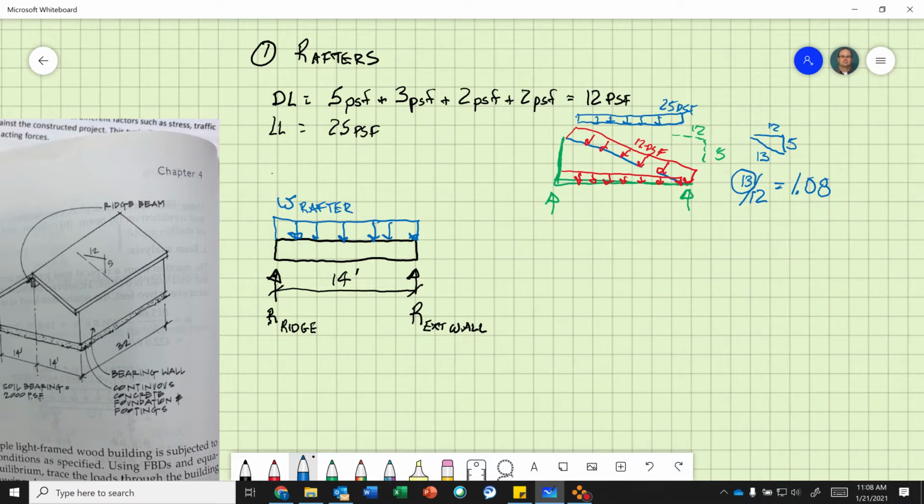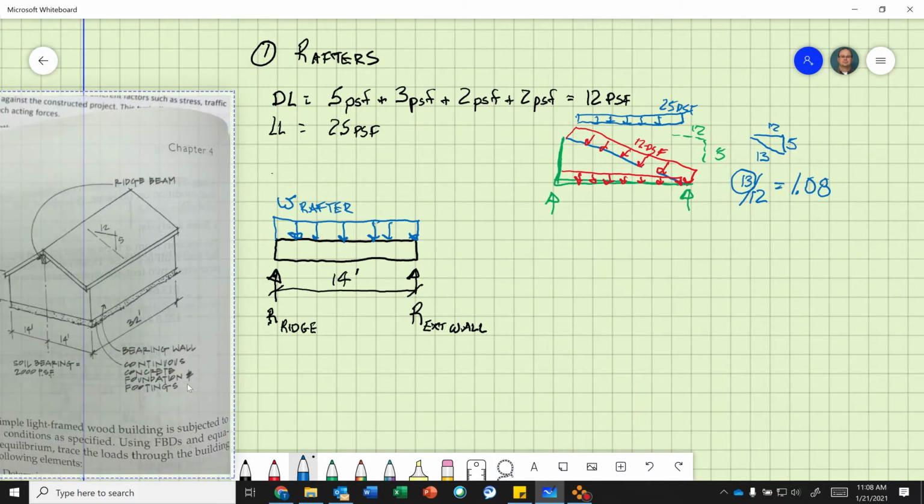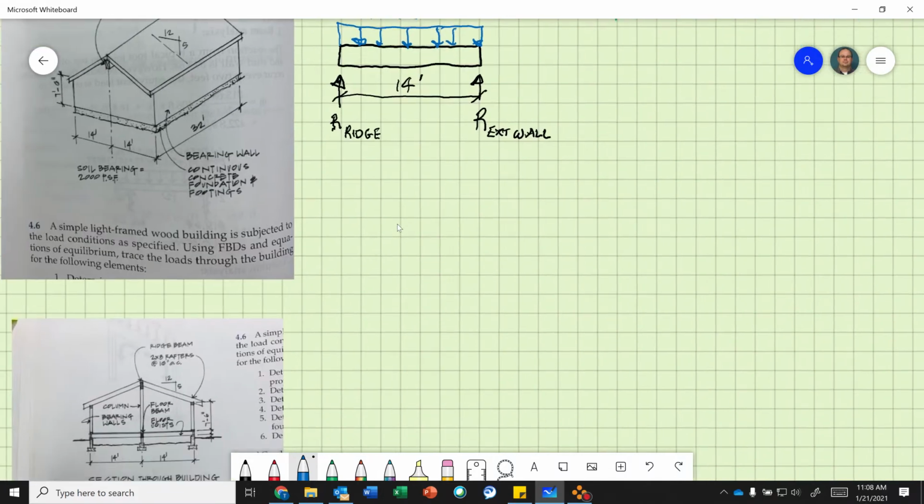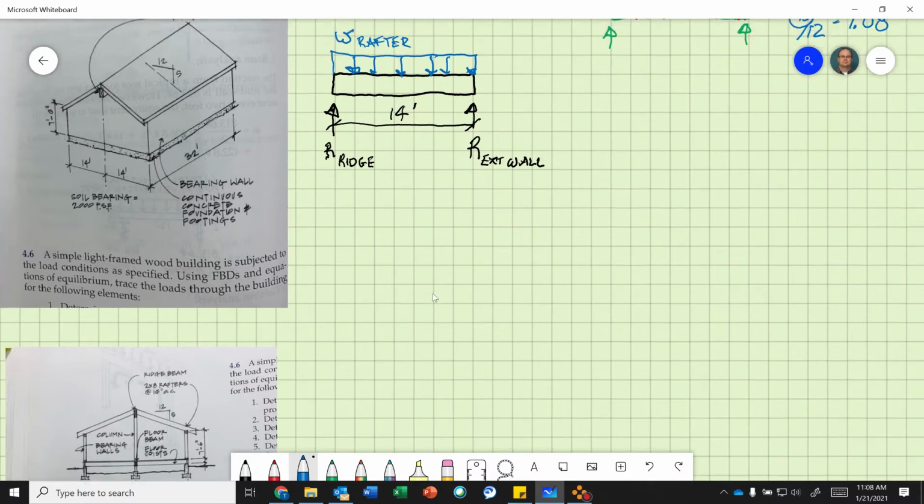Okay, so remember how we find that. We take our load on our roof, pounds per square foot, and take it times the tributary width. If you look here, they're saying our rafters are 16 inches on center. So would you agree our tributary width is 16 inches, but we want to convert that into feet. So basically 8 inches is going on one rafter and 8 inches is going on the other rafter. So the total tributary width is 16 inches.